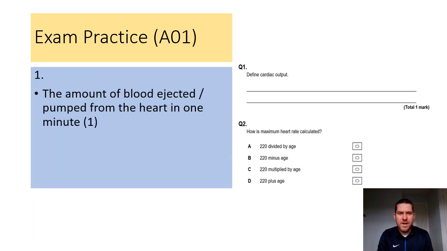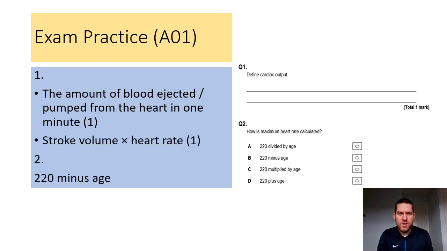Okay, so for cardiac output, as we talked about, it's the amount of blood that's ejected or pumped from the heart in 1 minute. That's what we mean by cardiac output. And in terms of the maximum heart rate, remember, we refer to that as 220 minus your age. Going back to number 1, sorry, that second bullet point there, which is stroke volume times heart rate, if you just put the formula down, that would have also got you that mark as well.